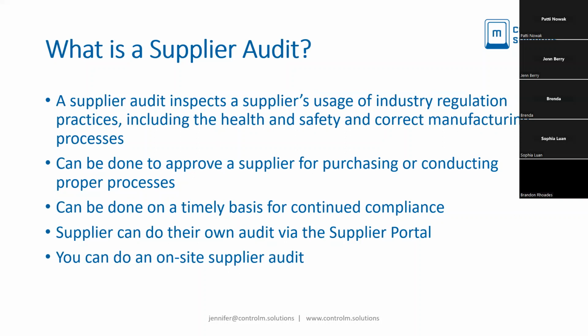Supplier audits can be used for different reasons. They can be used for approving a new supplier for purchasing. They can be used to audit specific problems, specific processes, and even actual specific supplier parts. Supplier audits can be done on site at the supplier, or if you use the supplier portal in Plex, the supplier can access the audit and complete it themselves.